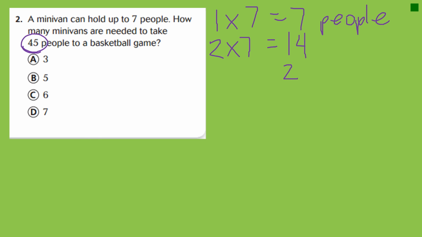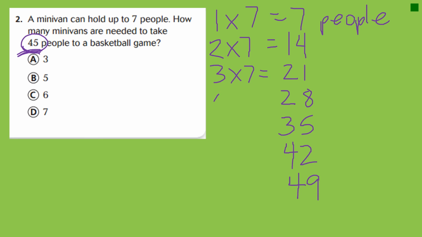7, 14, 21, 28, 35, 42, 49. Oop, I went over, didn't I? It's 45 people. So that's 3 vans of 7, 4 vans of 7, 5 vans of 7, 6 vans. So if we had 6 vans, how many people will that take? 42. How many people do we have? 45.